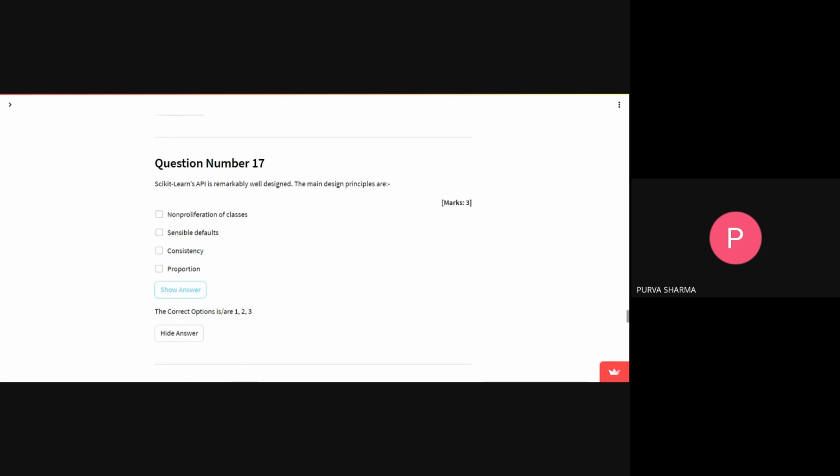So it is kind of subjective, right? So the second and the third option are ones we can completely agree on. Yeah, consistency because of the naming nomenclature and the methods that are there for all the classes.